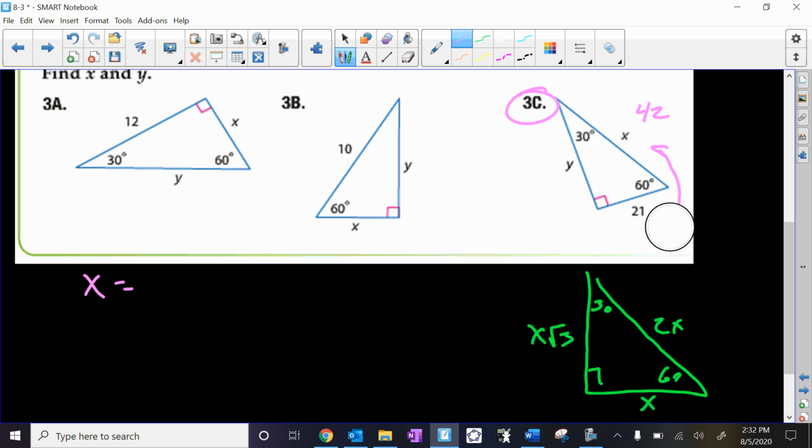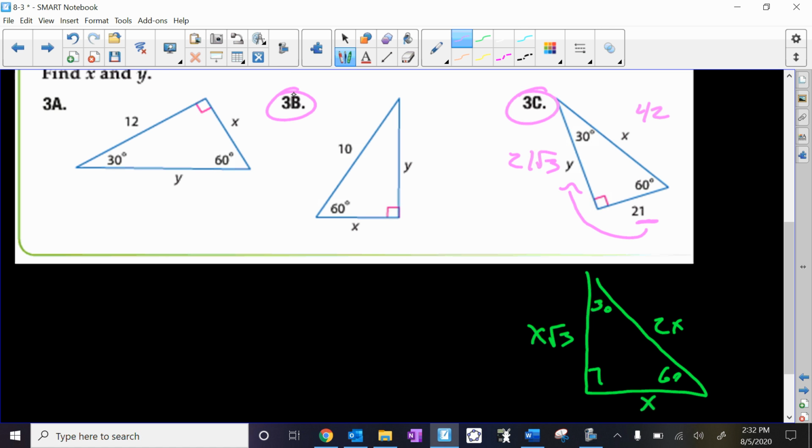And likewise, if I want to go from the short leg, which again is 21, to Y, which is the long leg, now I'm going from X to X square root of 3. We'd multiply by the square root of 3, so Y is going to be 21 square root of 3. So that's what 3C would look like.